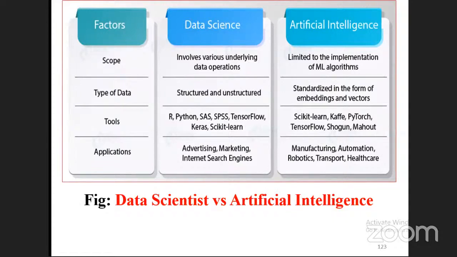Scope: data science involves various underlying data operations, while AI is limited to the implementation of machine learning algorithms. Types of data: structured and unstructured data can be handled in data science. In AI, data is standardized in the form of embeddings and vectors. Tools: for data science, R, Python, SAS, SPSS, TensorFlow, Keras, scikit-learn, etc. In artificial intelligence, we are using scikit-learn, Caffe, PyTorch, TensorFlow, Shogun, Mahout, etc.